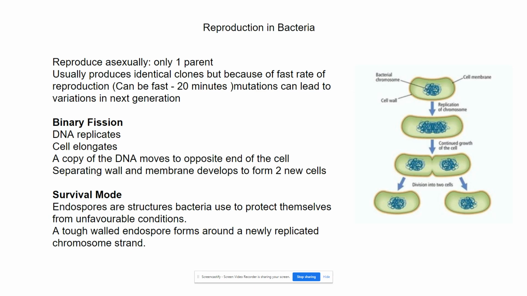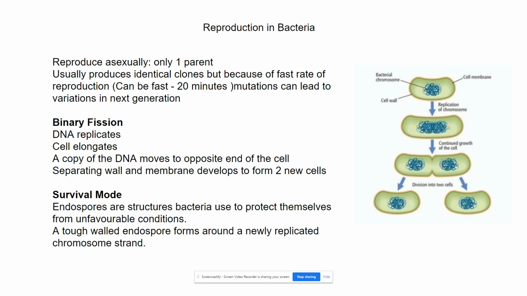Now we're going to look at how bacteria reproduce. The most important thing is they reproduce asexually. There's only one parent. There's no male or female bacteria. So just a single cell divides in two to produce two daughter cells. The daughter cells are usually identical to the parent.